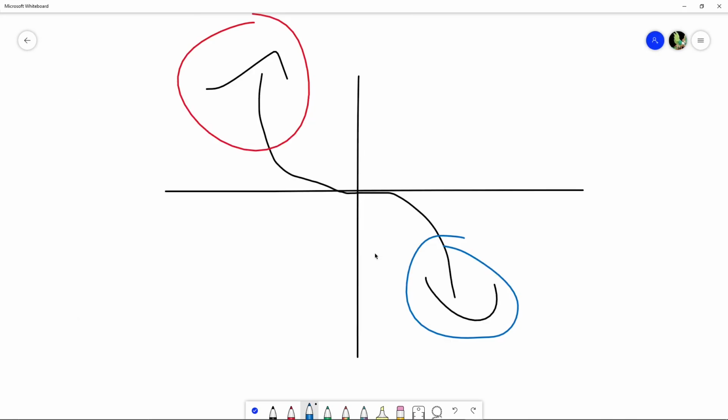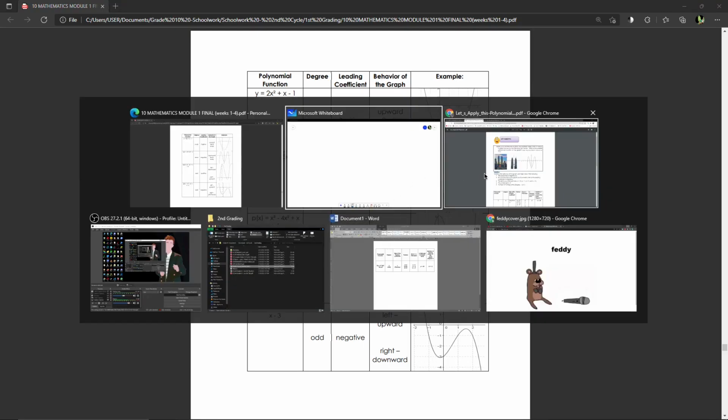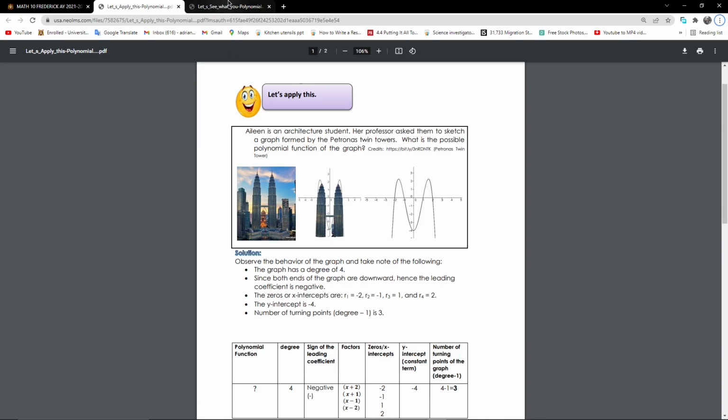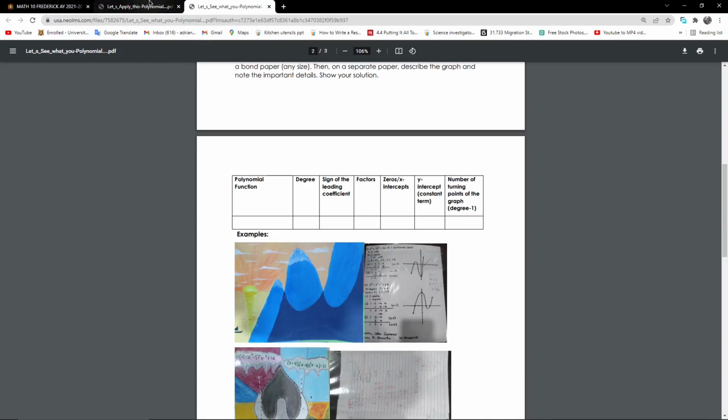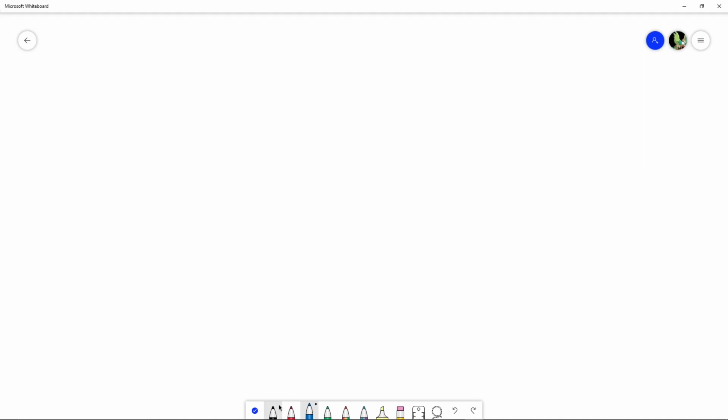So now you know the behavior of the different graphs. We're going back to this. Alright, so now that you know that, we're going to now make our polynomial equation. So we start with creating our factors.